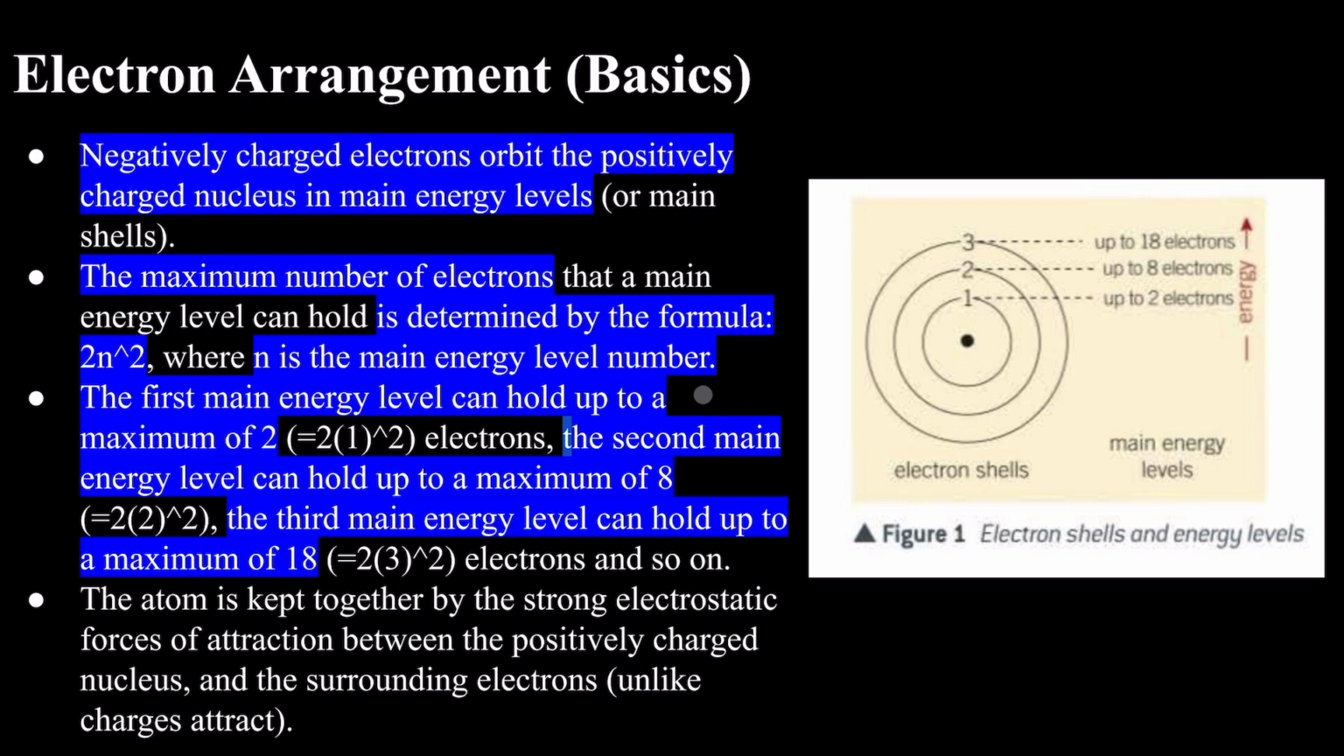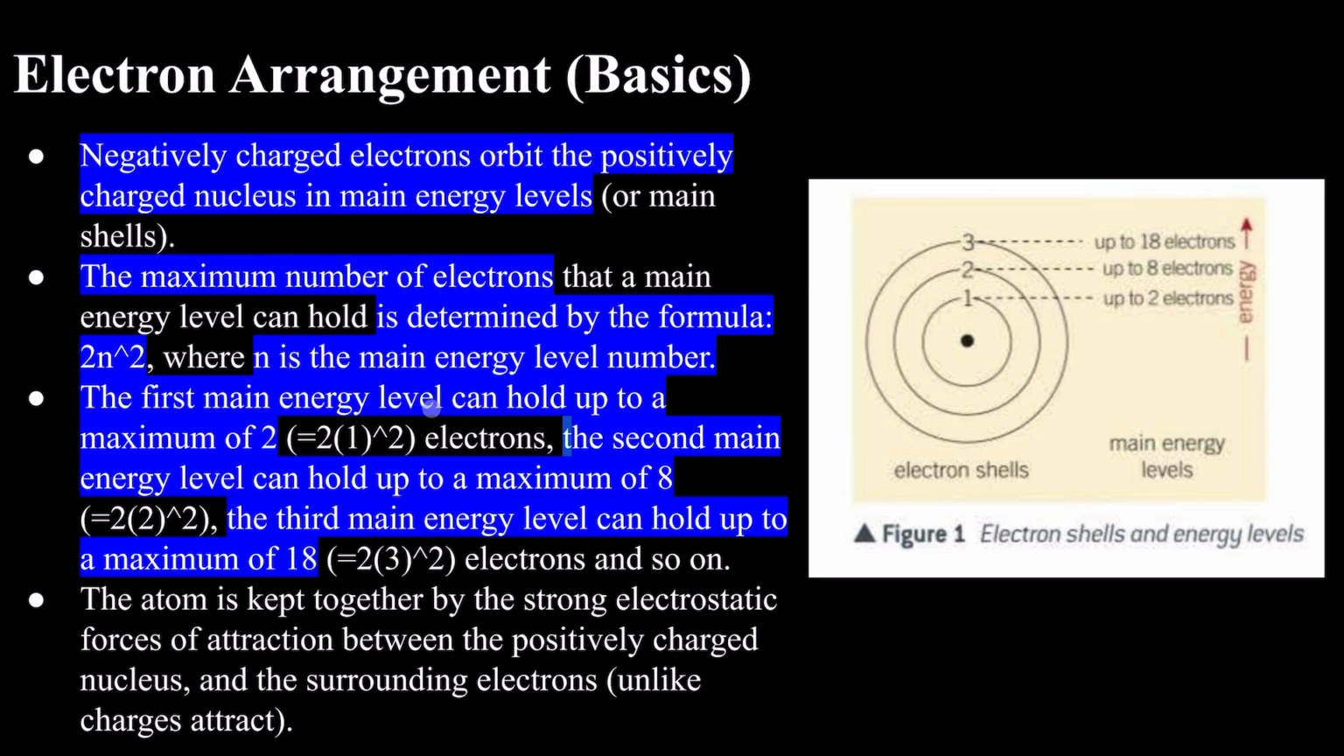The second main energy level can hold up to a maximum of 8 electrons. This time we use n equals 2 because we're looking at the second main energy level, so 2 times 2 squared is equal to 2 times 4, and that's equal to 8 electrons. Similarly, the third main energy level can hold up to a maximum of 18 electrons. This time we make n equal to 3, and 2 times 3 squared is 2 times 9, that's 18. And so on. This applies to the fourth main energy level and also the fifth.